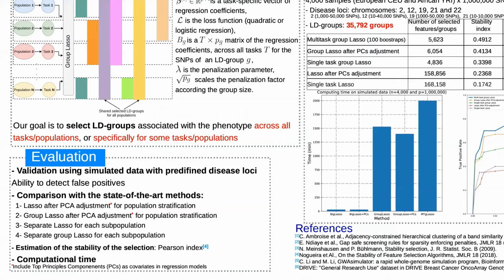So here, PCA adjustment consists of including top principal components as covariates in regression models, and we then consider the residual as a new phenotype, which is qualitative. Then we try to separate the subpopulations and apply a Lasso at the SNP level or a Group Lasso at the LD groups level.